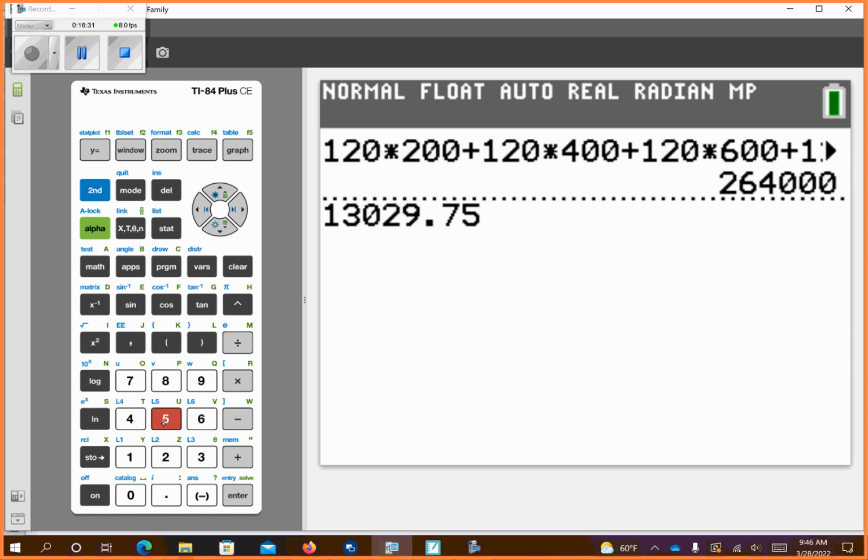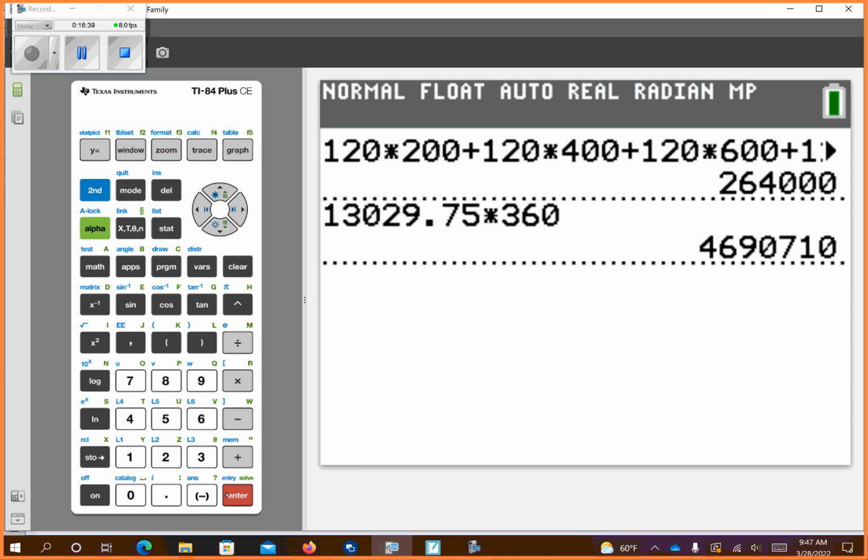$13,029.75 times the 360 payments. You're gonna like this. So the payout. So we had that million plus. They're gonna take $13,000 a month for 30 years. $13,000 a month. You're talking about a lot of money. So the payout of what I originally put in, my original $264,000, is going to pay out in the lifetime of it until you're 90.